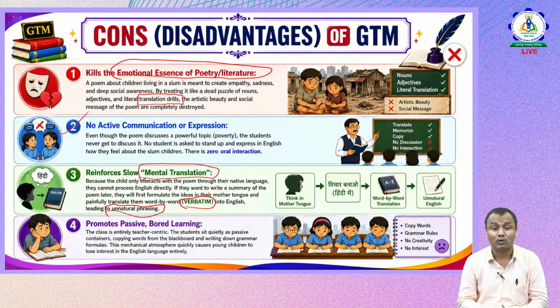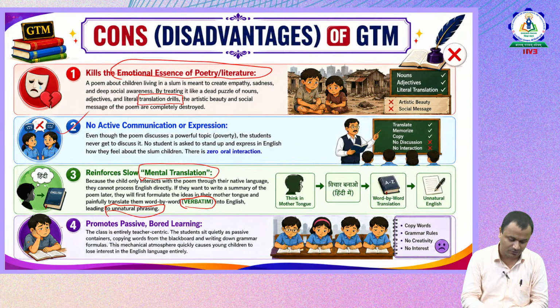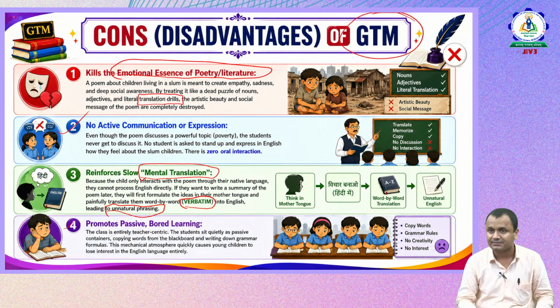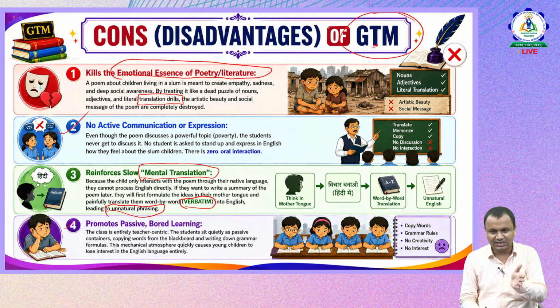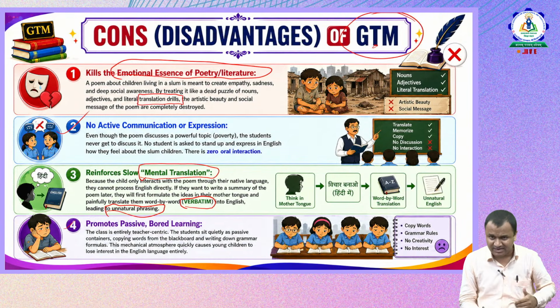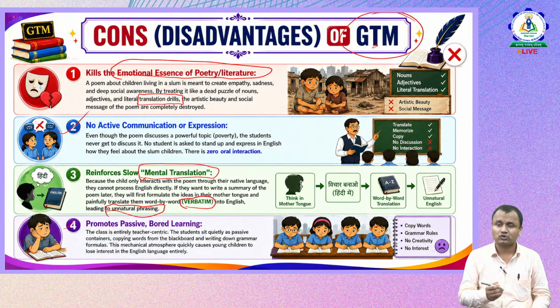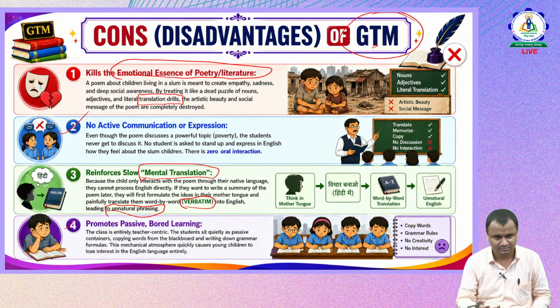Next is, it promotes passive and boring learning. Why? Because this particular GTM is teacher centric. In GTM, you can say that T is at focus. What is T? It is teacher centric. Teacher centric means the teacher will come into the classroom, to the podium, will speak, will translate, will write the things, will provide a bilingual vocabulary list. The student will have to just copy it, mug it up, memorize it, and present it through the homework, that is the translation work.